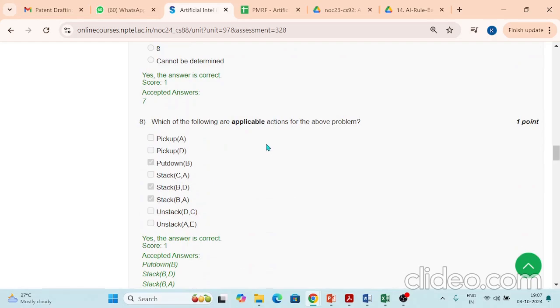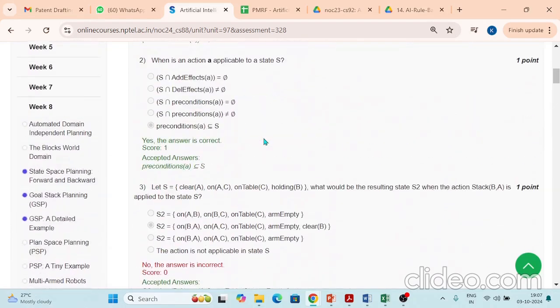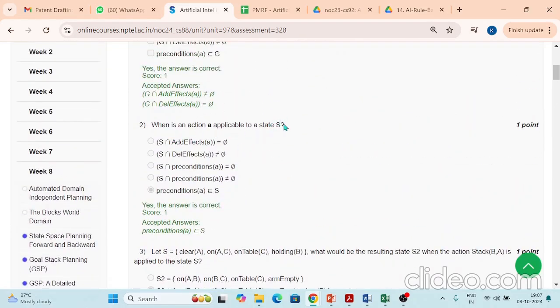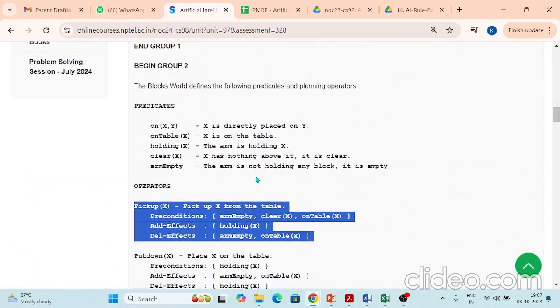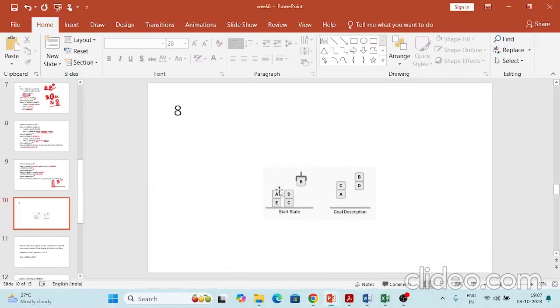Now coming to the eighth question, which of the following are applicable actions for the above problem? Applicable actions means, you have to remember this one. When an action A is applicable to state S, the preconditions of A should be a subset of S. So the preconditions of that particular action have to be a subset of the state. If you see, this is the start state and this is the goal state.